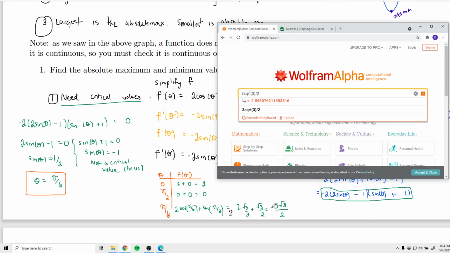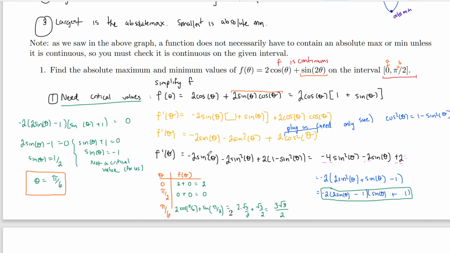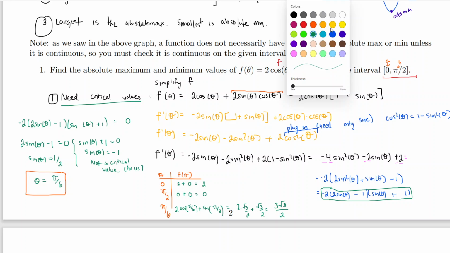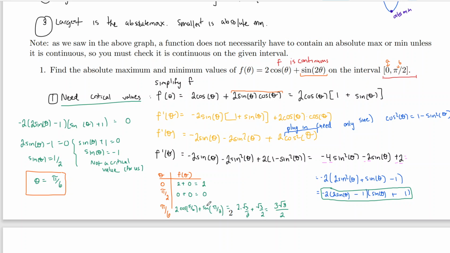All right, so to repeat, the biggest number here, 3 times square root of 3 over 2, out of these 3 choices is the absolute maximum, and 0, the smallest out of these 3 choices, is the absolute minimum. But when you write your answer, you're going to use the radical form here. So the absolute min equals 0, and the absolute max equals 3 times the square root of 3 over 2. Right? And that's really all there is to it.